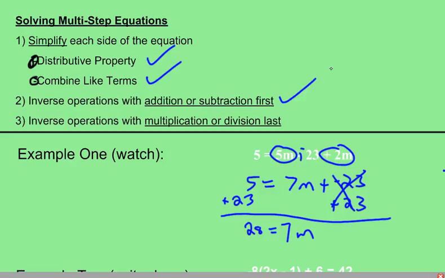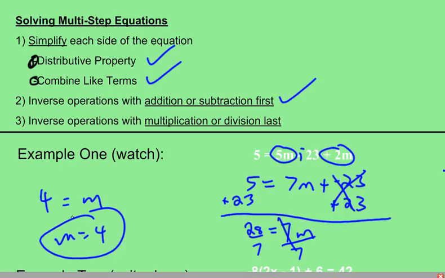Check. Now get rid of the multiplication or division. This is multiplication, so we undo it with division, dividing by 7 on both sides. And you end up getting 28 divided by 7 is 4, equal to m, or m is equal to 4. And as I like to tell you, it's good to check your solutions.